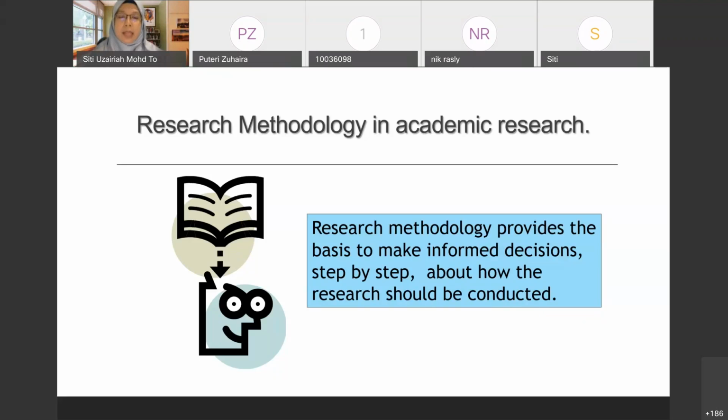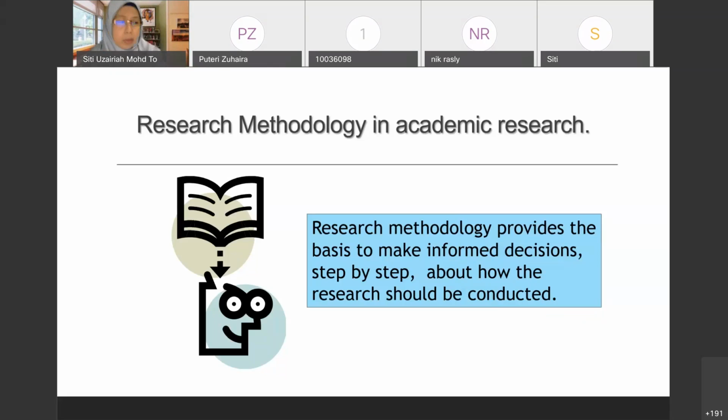Therefore, I need to understand what sustainable management is and what waste management is, and how these two could relate in order to solve the problem that I found, either in reality, in the current situation, or from the knowledge that I gather from the literature, which means from journal papers or from books. Okay, so it is a guide to help you make an informed decision. So this is research methodology.